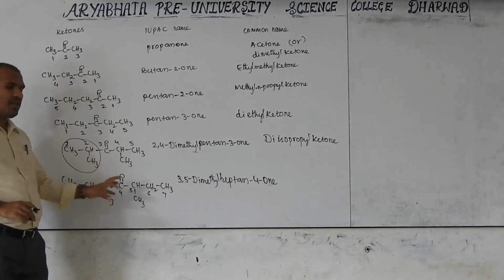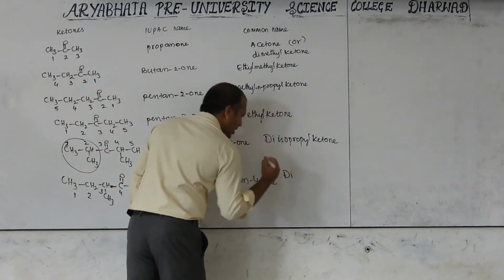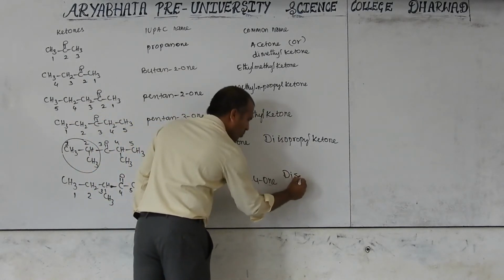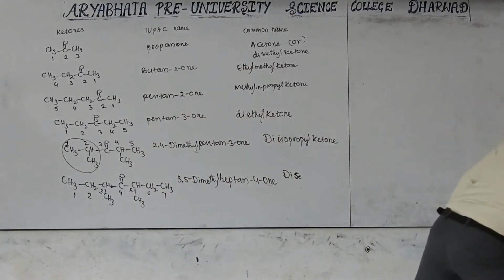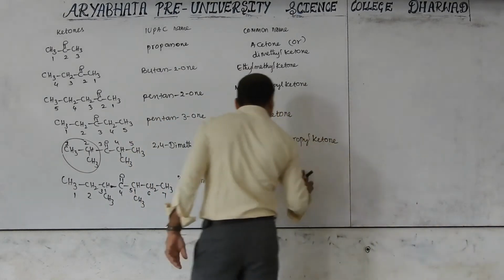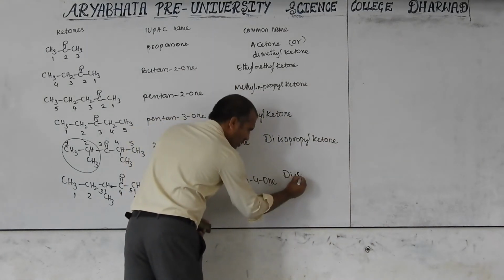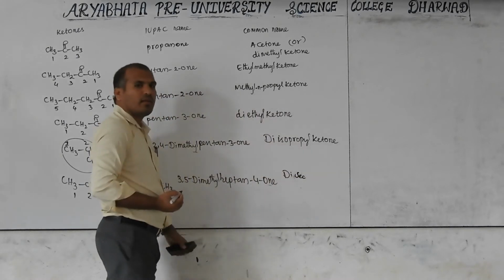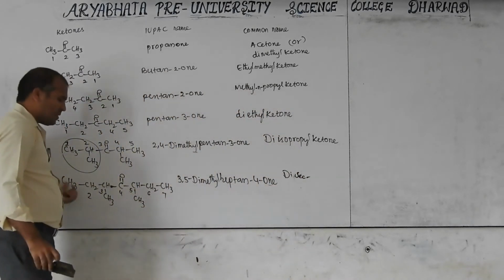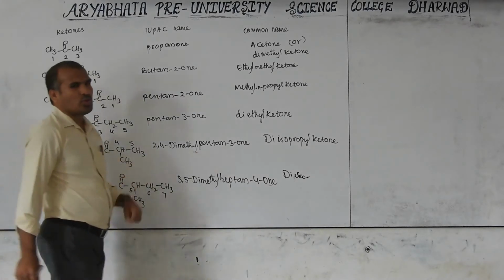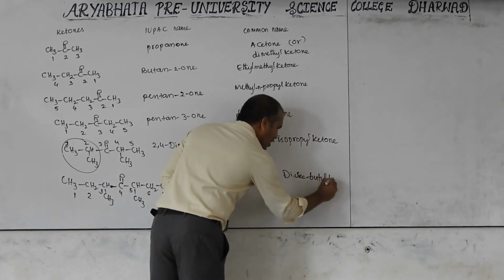Now the common name. How many groups are there? Similarly, 2. When a similar group is there, we have to write di. Its name: generally, when secondary is there, we have to write it in italics, like this: sec-, hyphen, di-sec-butyl. This is called secondary butyl. Like this, how many are there? 2. Then di-sec-butyl ketone.